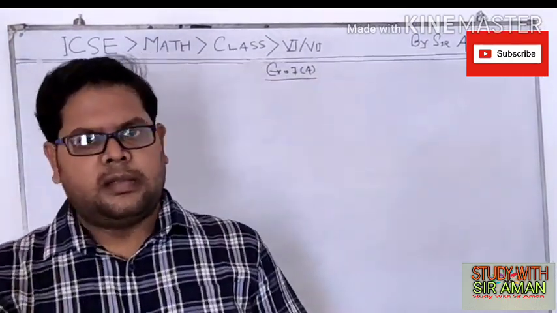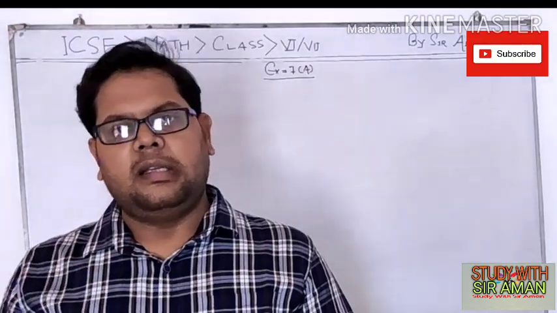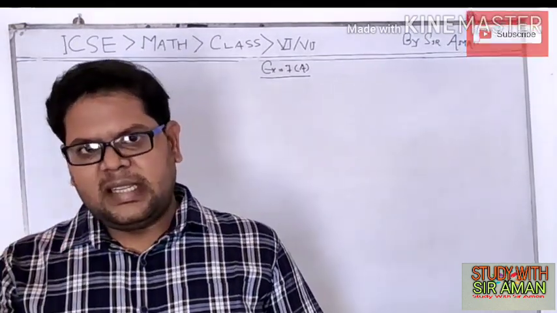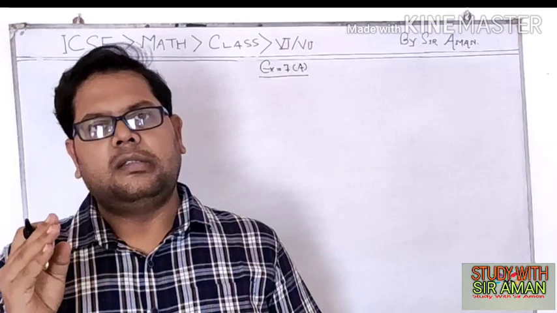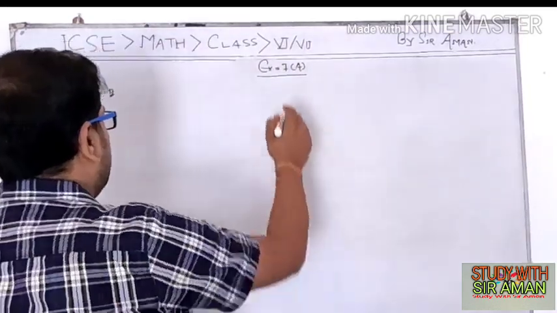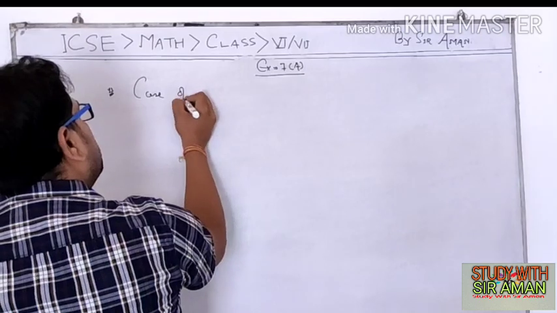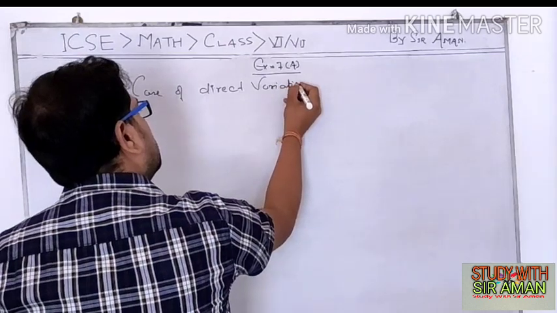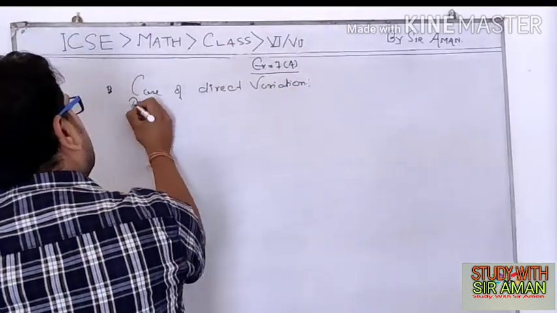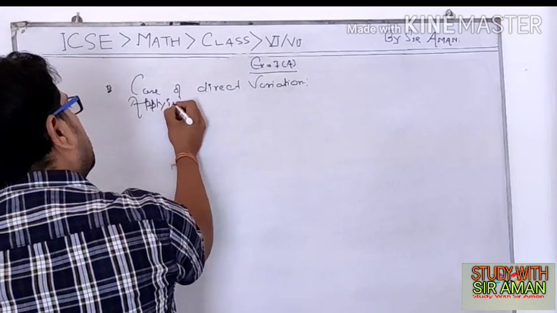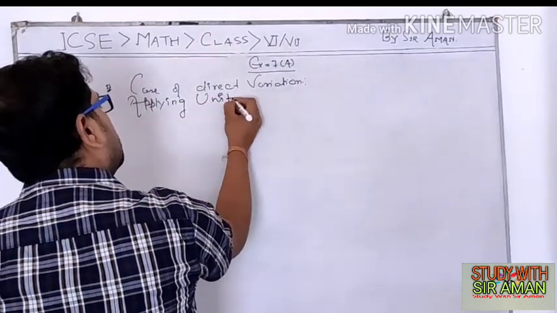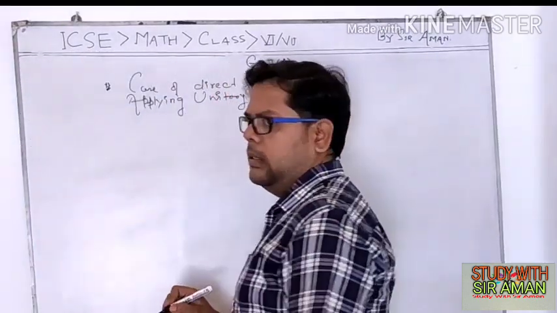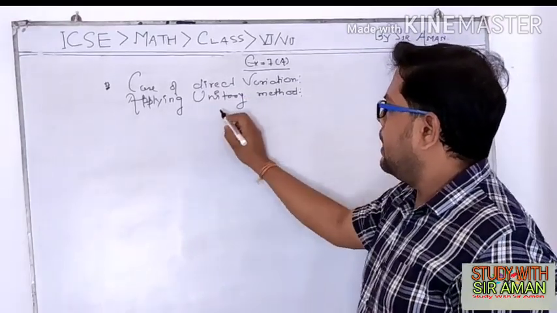8 articles weight is given, we have to find the weight of 11 articles. Means more the number of articles, more will be the weight. So which variation is this? First you have to identify. It is direct variation. First we have to write: case of direct variation, applying unitary method.